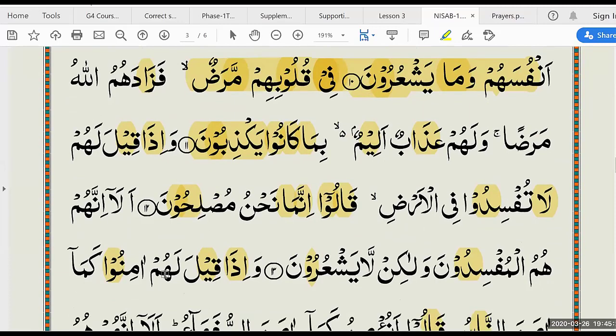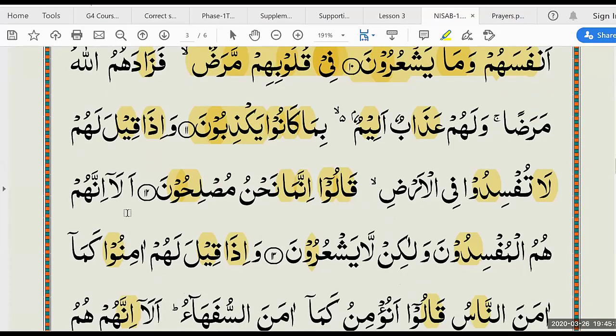Start reading from here. From verse 13. Yes.